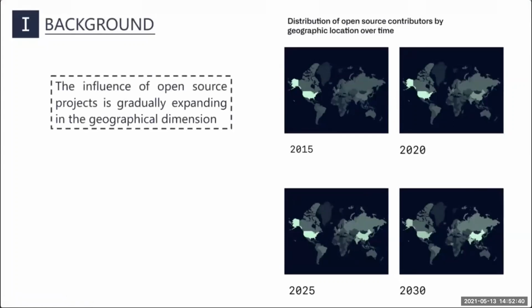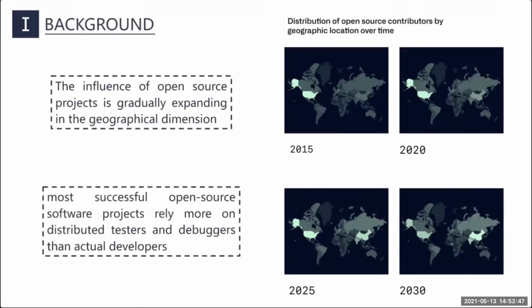The influence of open source projects is gradually expanding in the geographic dimension, and it has been reported that most successful open source software projects rely more on distributed testers and debuggers than actual developers. It is thus very important for open source projects to be impactful, by which we mean to attract attention from the open source development community, so as to gain support on development, testing, as well as maintenance from the community.